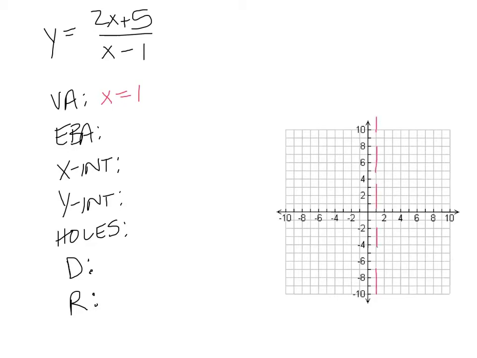Next, we're going to look at the end behavior asymptote. If the degrees of the numerator and the denominator are the same, it's just the ratio of the leading coefficients. So in this case, I have a leading coefficient of 2 and a leading coefficient of 1. So the end behavior asymptote is at 2. So we have a line at y equals 2.